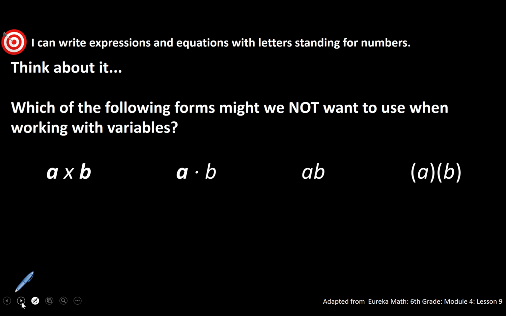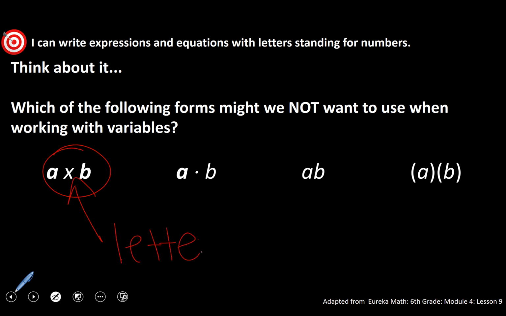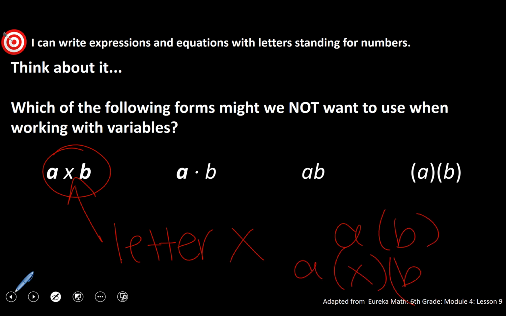Which of the following forms might we not want to use when working with variables? I'm going to read that one more time. Which of the following forms might we not want to use when working with variables? So the one that you're not going to want to use is this one. The reasoning is because this could look like the letter X. And A times B is different than A times X times B. Those are not equal. So using the X is kind of hard, so don't use that one.